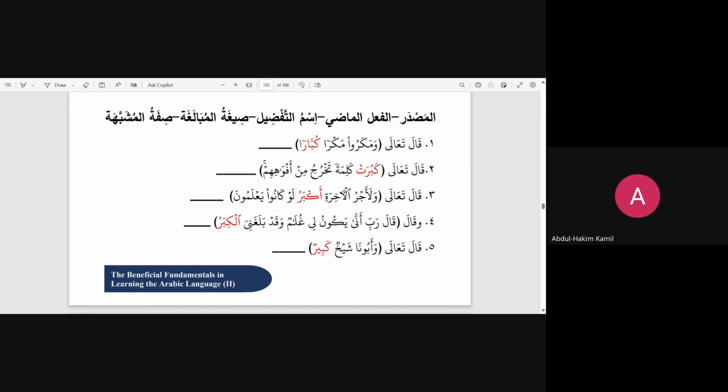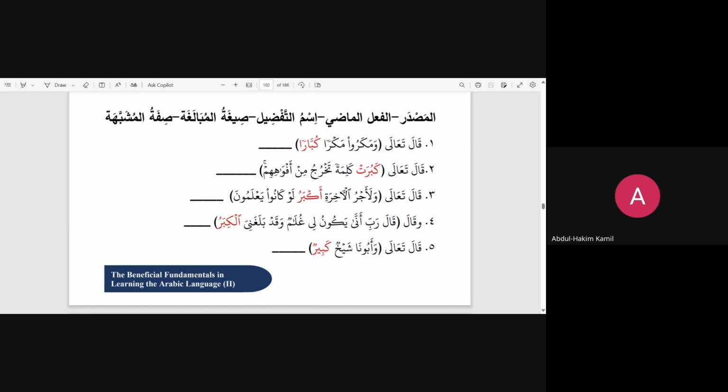Now, tayyib, next one. Qala Allahu Ta'ala: kaburat kalimatan takhruju min afwahihim. Kaburat. Like it's a big statement that came out of their mouths. Afwahihim. Why is kalimatan with a fatha? You have to look at that. It's not fa'il; the fa'il is a dhamma. It looks like it's tamyiz, but you have to look at that. Takhruju min afwahihim, what does that mean? That comes from their mouths.